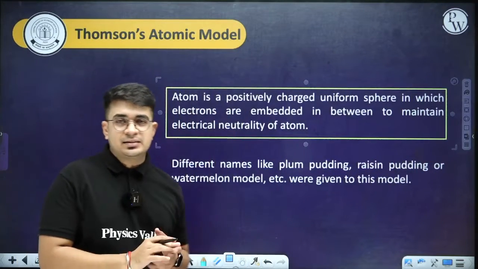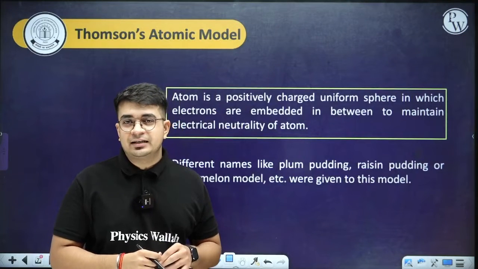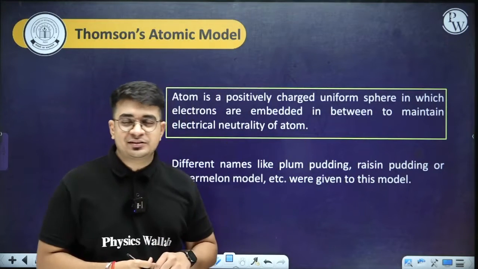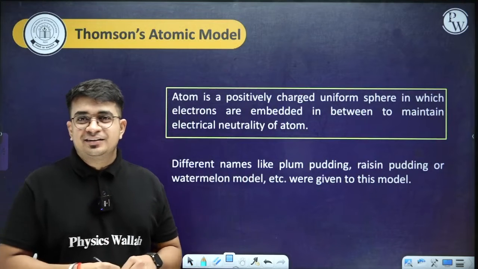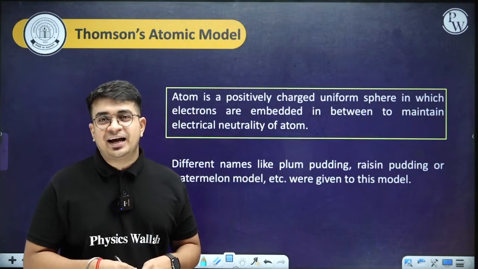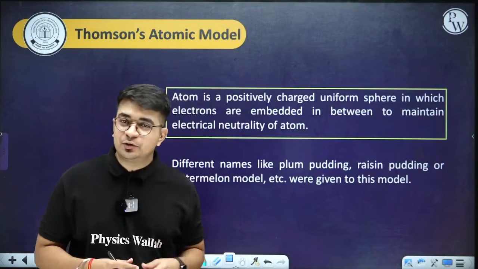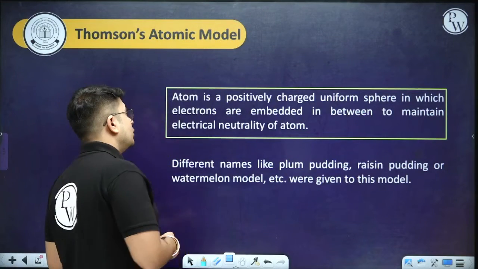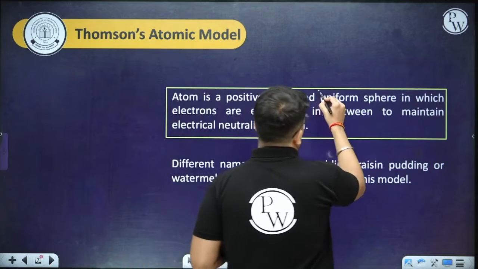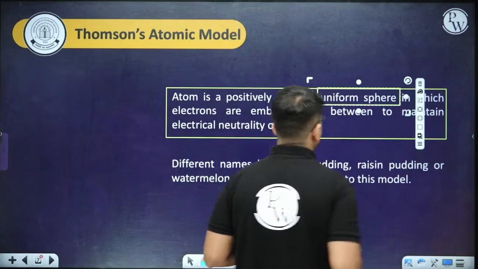Now in this case, you can see the model is slightly lame, but at that time it was a very fruitful result. They tried to explain the idea about the entire structure of the atom, in which they considered that the atom is definitely going to be spherical in nature. So in that case, we are talking about the uniform sphere formation. This is the first part.